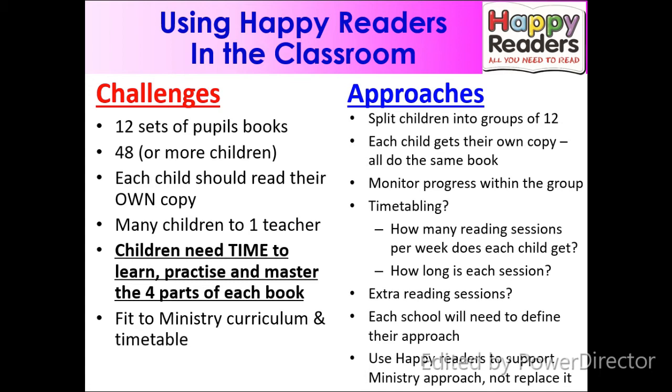But generally we say that one box of class books, one box of Happy Readers books of 12 sets, should be enough to serve 48 children at a ratio of 4:1. If you have very, very large classes, we will be looking to allocate more boxes of books to your school so that you have enough sets of books to use with your children and their groups.